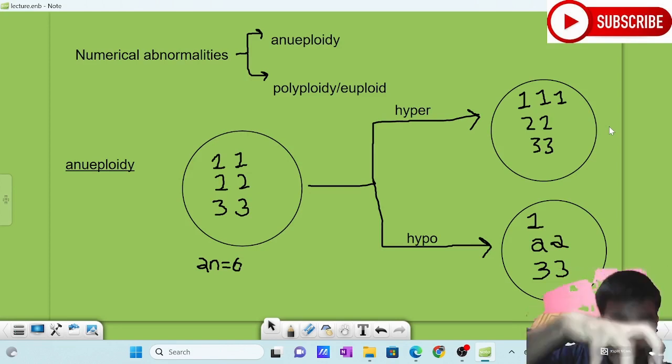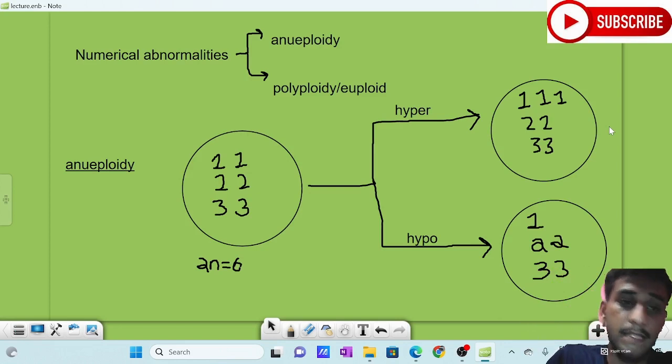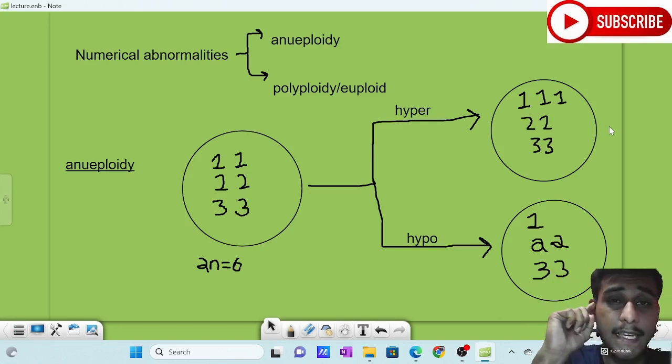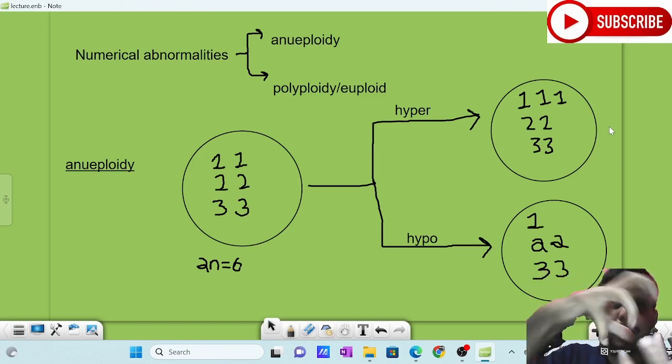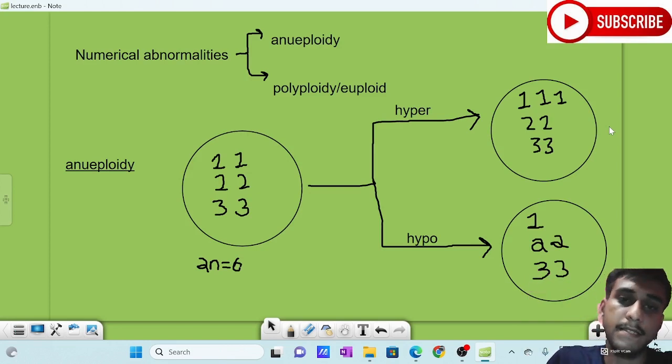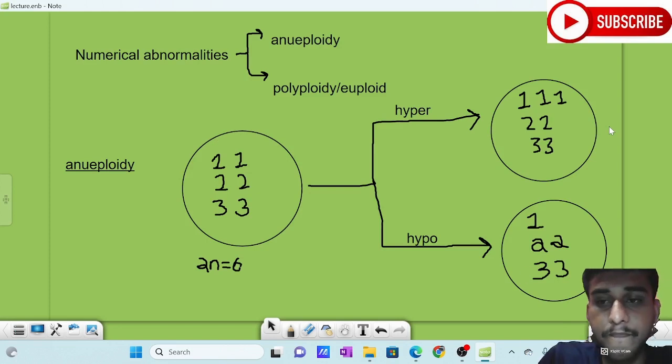So if there is an issue in the separation process, then this condition will occur. This is the case I said of an internal problem. If the cell faces an internal problem, this condition can occur. It is known as non-disjunction in the anaphase phase. If the segregation or separation is not proper, then this condition may arise. One chromosome may stick with the other, thus forming an extra chromosomal pair. Okay, I think you understand it.